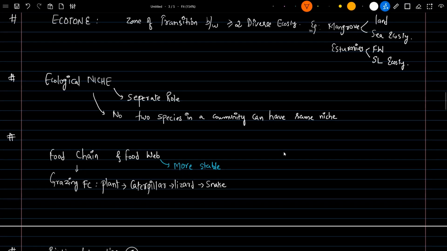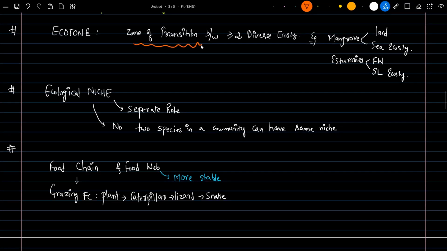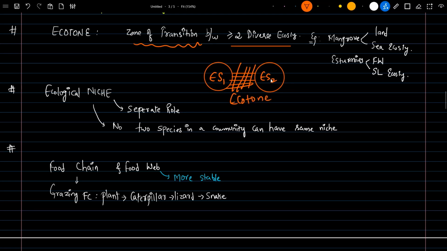Next, coming to ecotone. So what does ecotone mean? Ecotone is simply a zone of transition between multiple diverse ecosystems. Let's say this is ecosystem 1 and this is ecosystem 2. So these two are different ecosystems. There will be a transition zone lying between these two ecosystems. So this region is called ecotone. As we defined here, it is a zone of transition between multiple, which means two or more, diverse ecosystems. For example, mangrove basically lies between the land and sea ecosystem, and estuaries are the ecotone between a freshwater ecosystem and a saline water ecosystem.